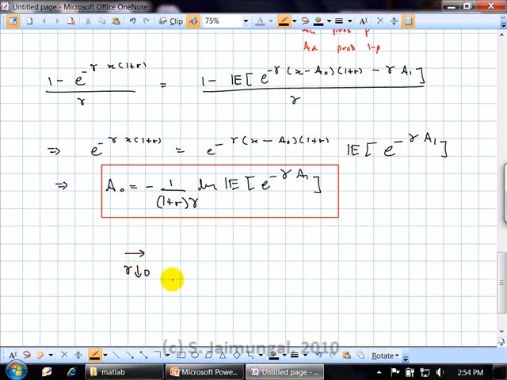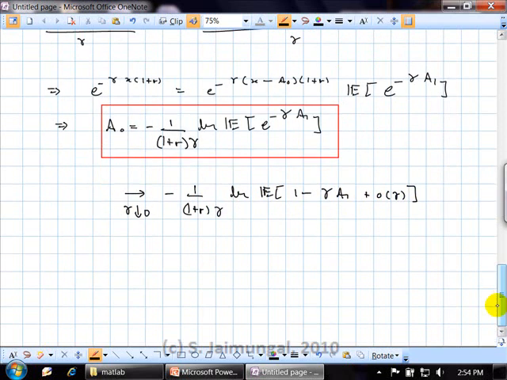So as gamma goes down to zero, we can say that this looks like log expected value 1 minus gamma a1 plus little o gamma. Okay, remember what little o gamma means? Basically means it's something if I divide it by gamma and I take its limit, that's going to go to zero. So that basically means that this term here is effectively of order gamma squared or higher. So for small gamma, it's negligible. Okay, now you can see that expectation just goes under, can write it like this, 1 minus gamma expected value of a1 plus little o gamma.